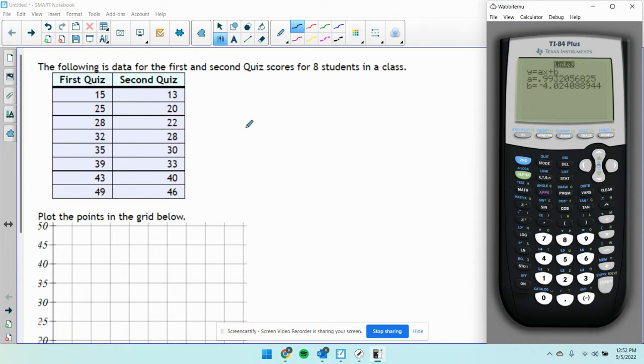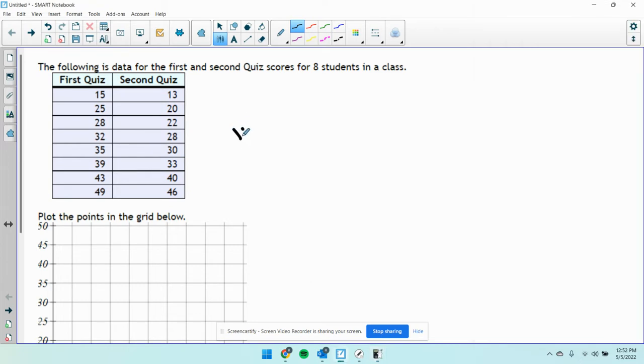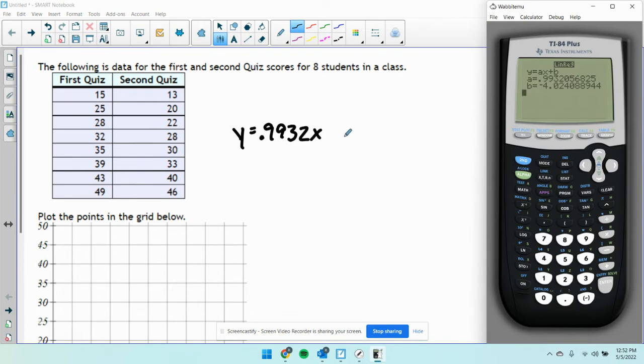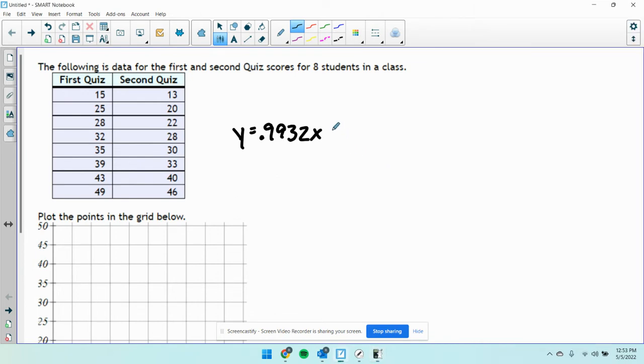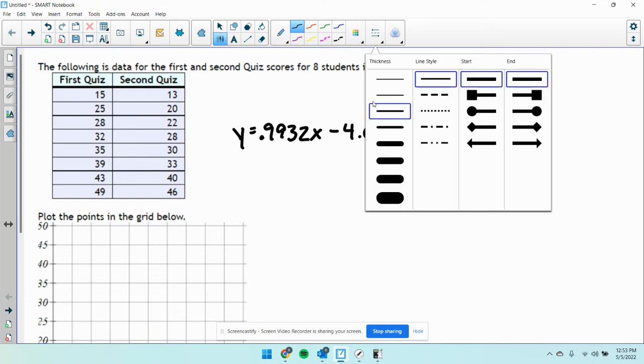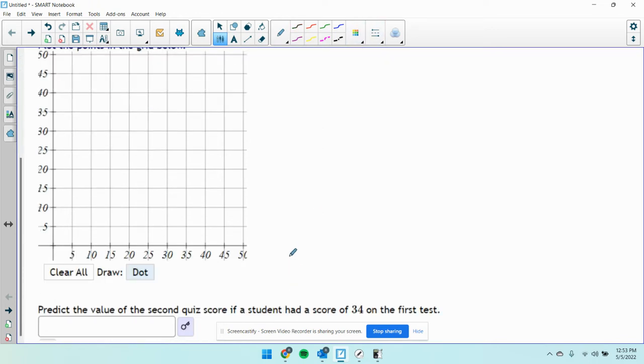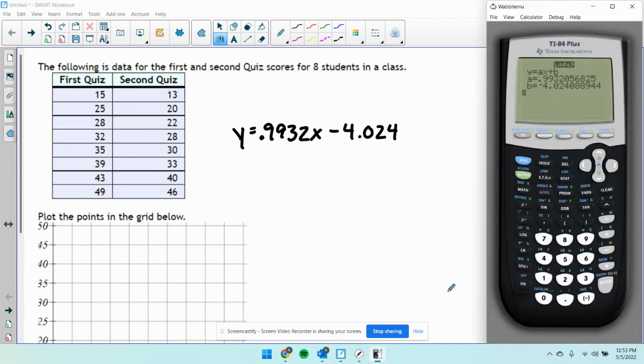Enter through everything, and I'm left with y equals 0.9932x minus 4.024. So now I'm just going to substitute in the value they're looking for when x is 34. So I'll do 0.9932 times 34 minus 4.024.